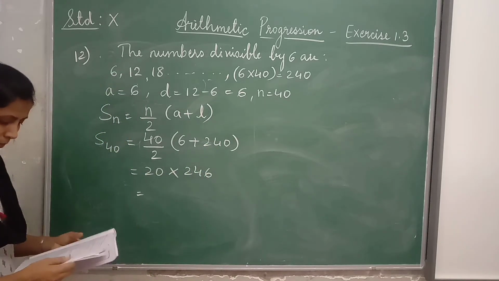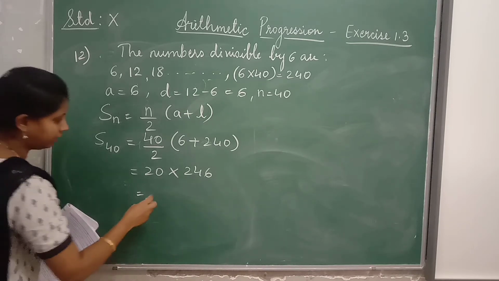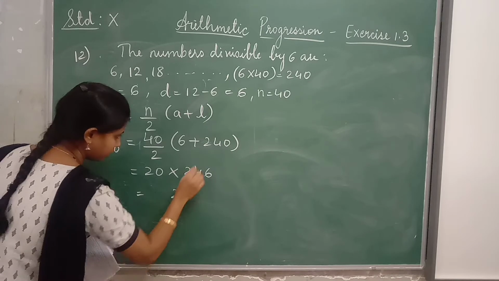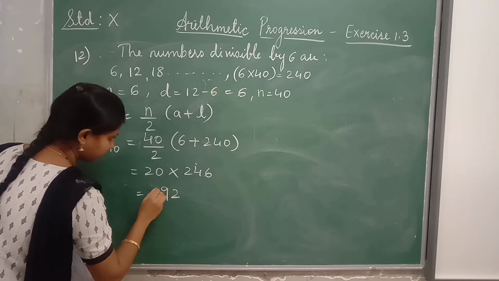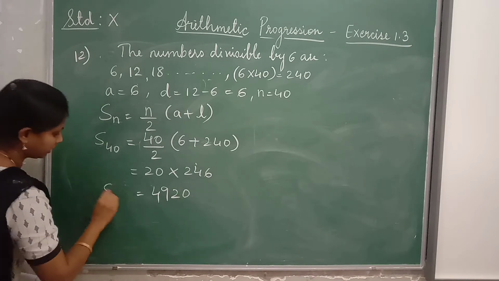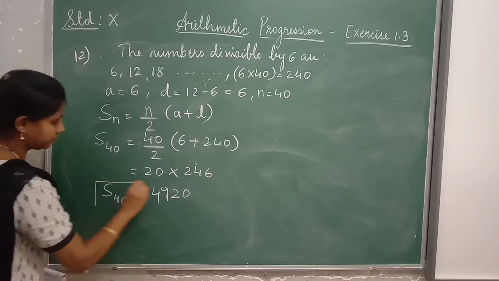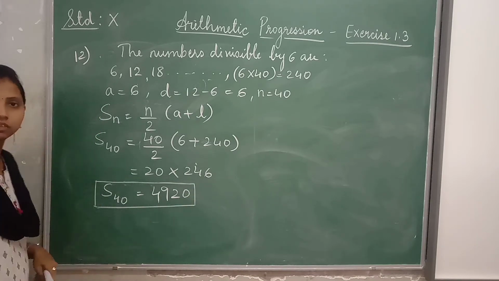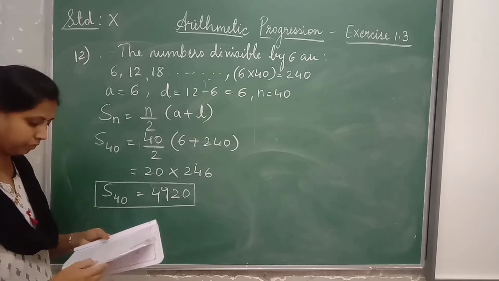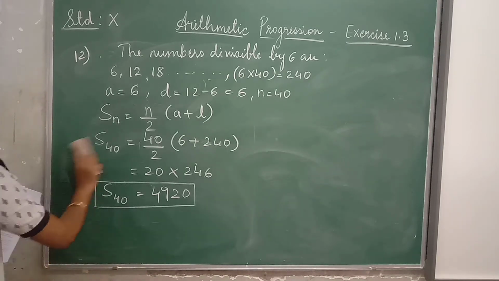That is 246. So if you multiply 246 into 20, you get 4920. So the sum of the first 40 positive integers divisible by 6 is 4920. Okay children? Now let's see the 13th question.